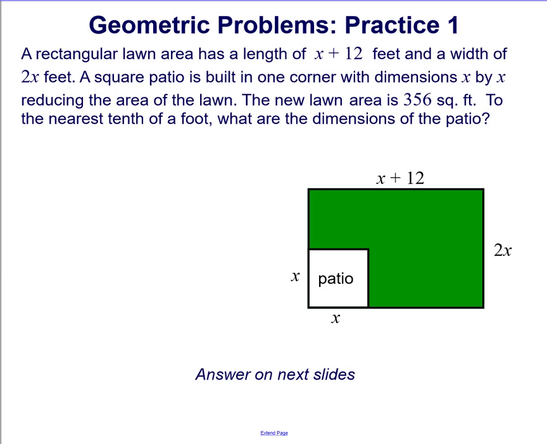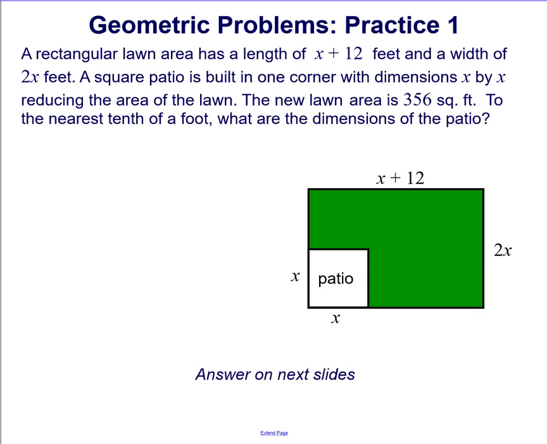Geometric problems, practice number 1. A rectangular lawn area has a length of x plus 12 feet and a width of 2x feet. A square patio is built in one corner with dimensions x by x, reducing the area of the lawn. The new lawn area is 356 square feet. To the nearest tenth of a foot, what are the dimensions of the patio?